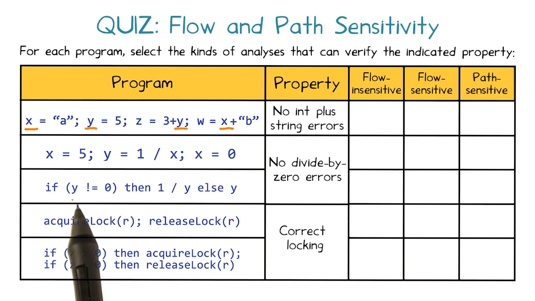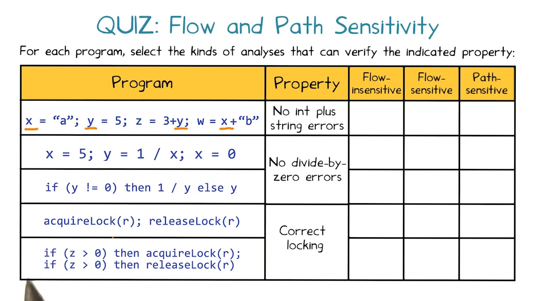For the next 2 programs, the property to verify is that locks are used correctly. That is, there is no attempt to acquire a lock on a resource already locked, and there is no attempt to release a lock on a resource that is unlocked. The fourth program consists of 2 statements executed in the following order. Acquire lock R, release lock R. Allow the analysis to assume that R is not locked at the start of the program.